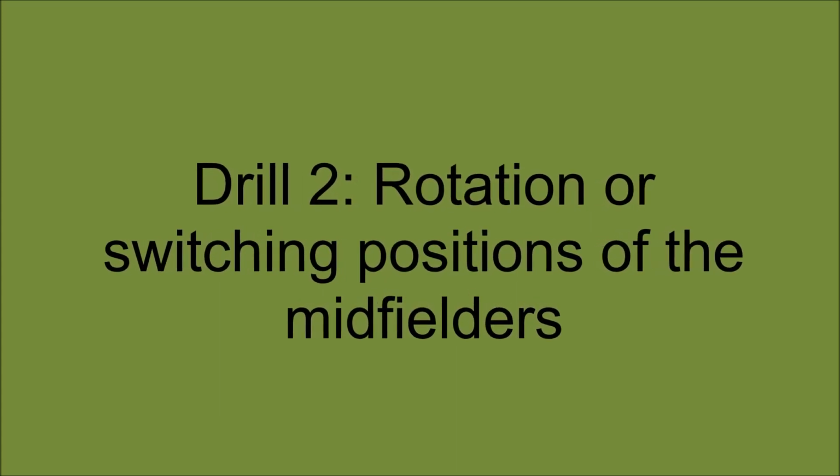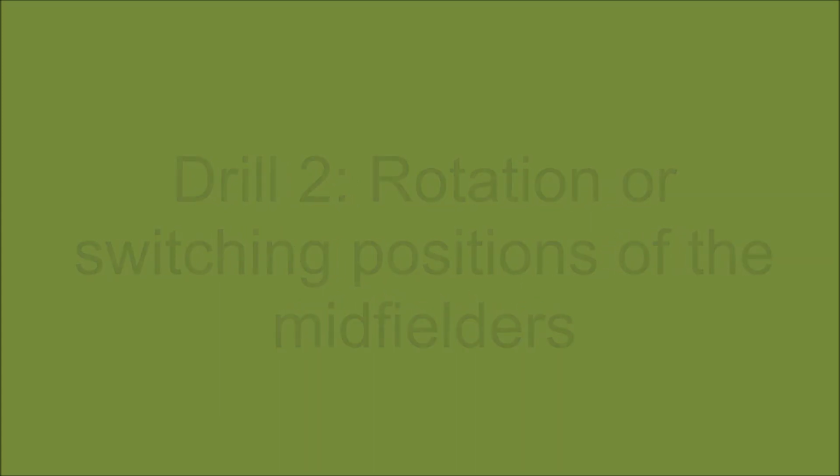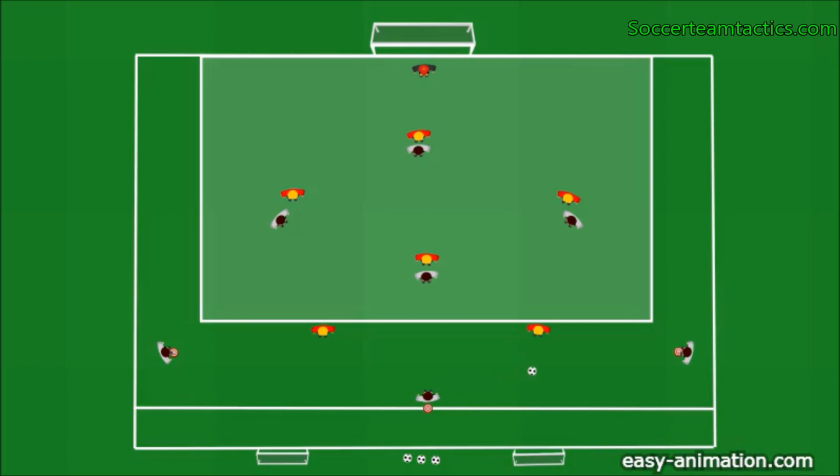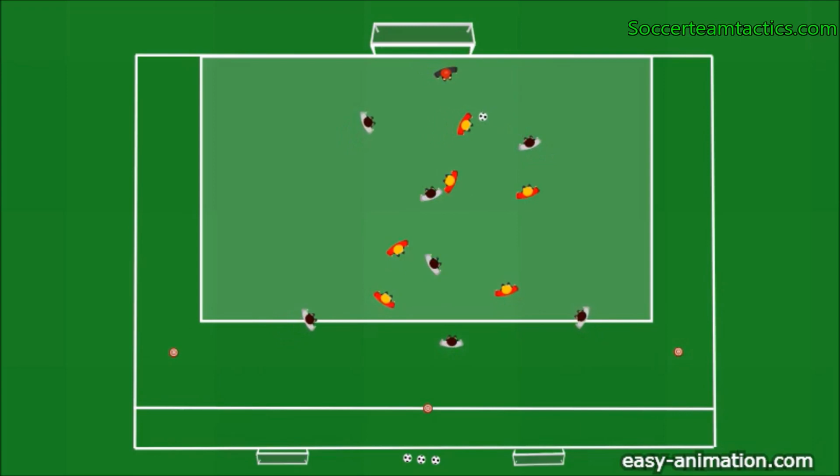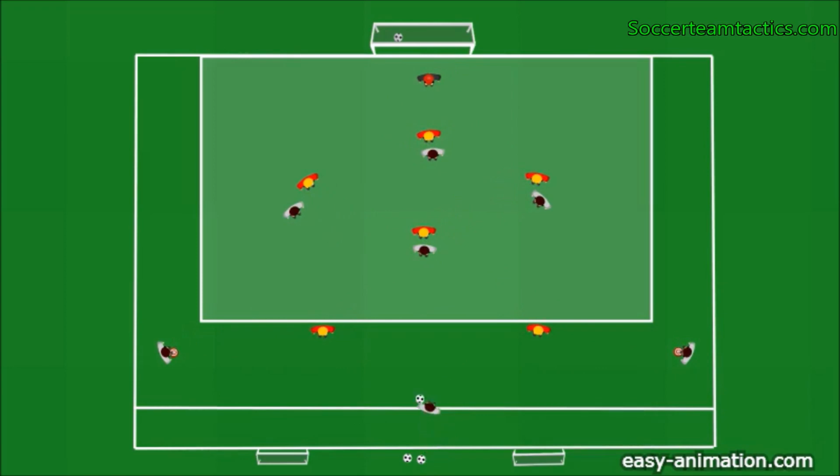This is the animated drill number 2. The drill starts with the three white defenders who pass the ball to each other. When one of them decides to move forward, the midfielders carry out either rotating movements or switching of positions in order to receive free of marking and score against the four defending players inside the white area.